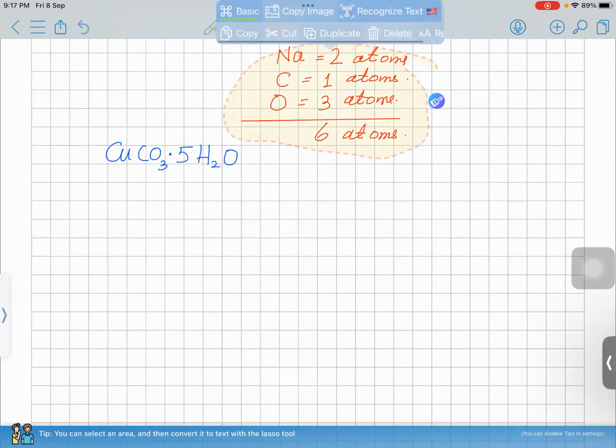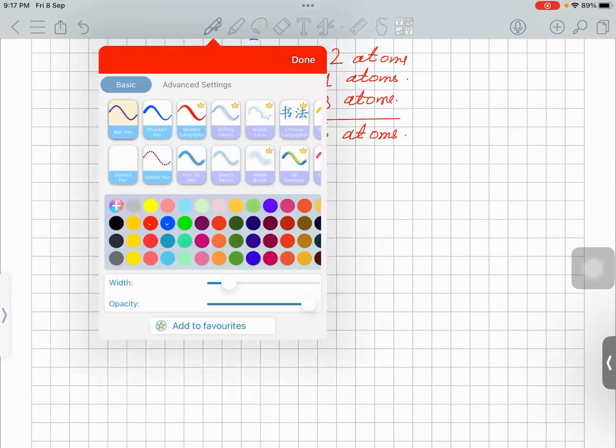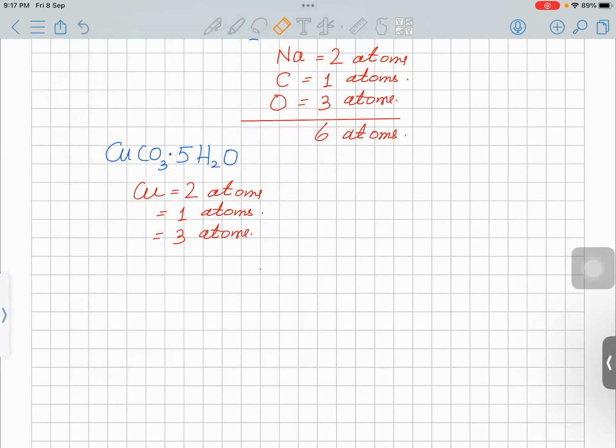Okay, sir. So Cu is one element. So we can say that Cu equals 1 atom. CO3 is 3 atoms. No, actually, CO3 is C, 1 carbon atom, and oxygen is 3. How many oxygen? Actually, oxygen is 4. There are 4 oxygen atoms. Exactly, oxygen: 4 or 8?